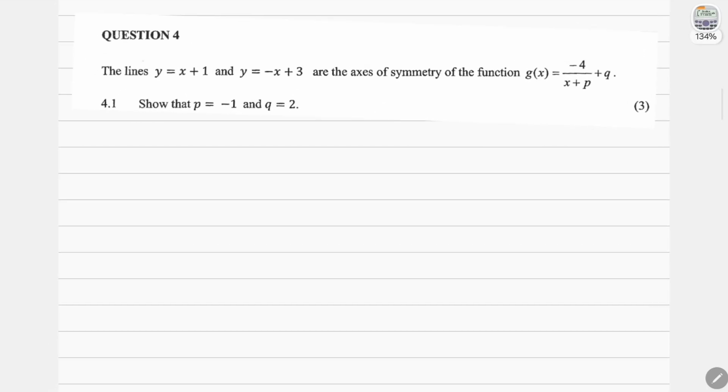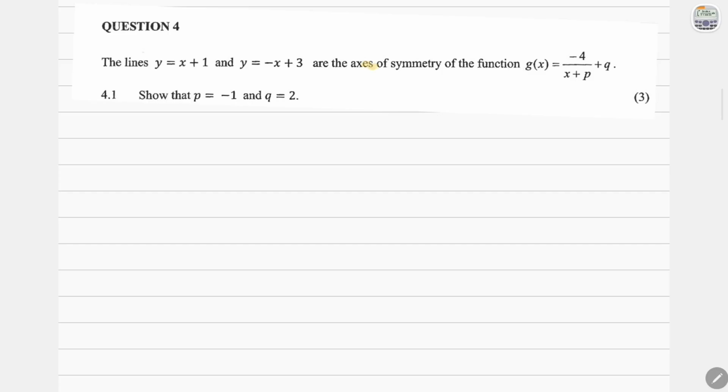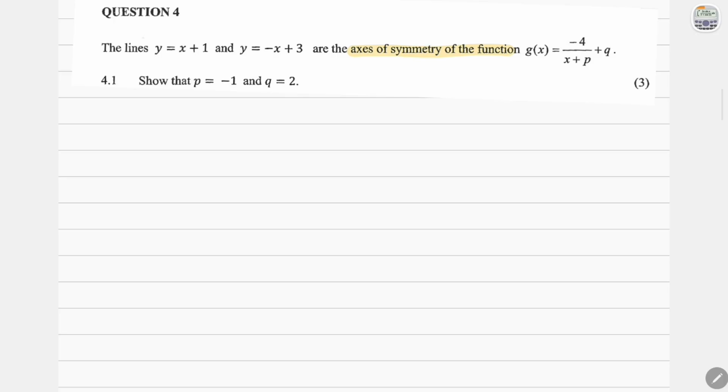Question 4 says, the lines y equals x plus 1 and y equals negative x plus 3 are the axes of symmetry of the function, and this is g of x. Also notice that they have made this value positive, but we know that it's supposed to be x minus b. So just remember what to do with that. And 4.1 says, show that p equals negative 1 and q equals 2. Okay, so with what they've given you, the axes of symmetry, both of them, the one with a positive gradient, that's why the gradient there is positive.